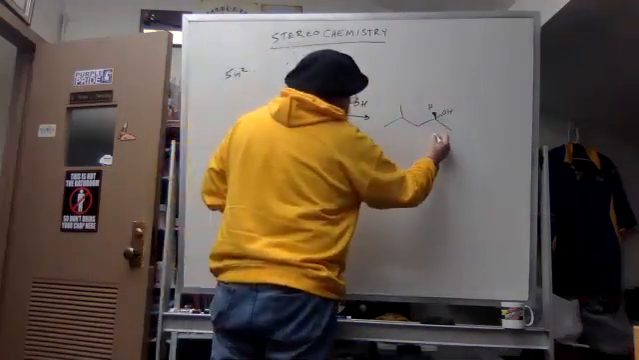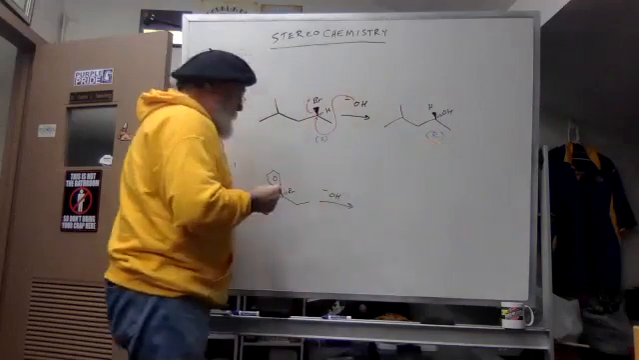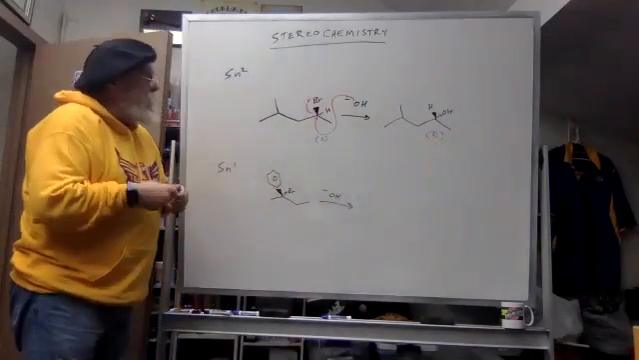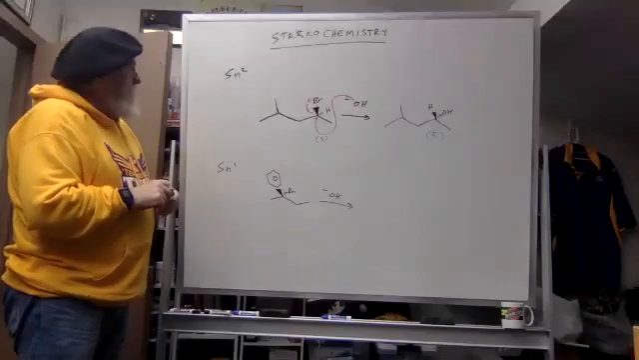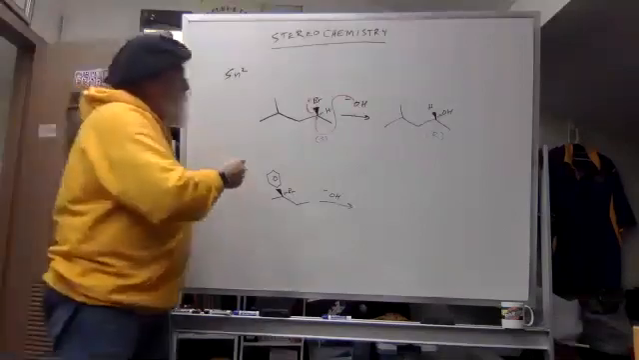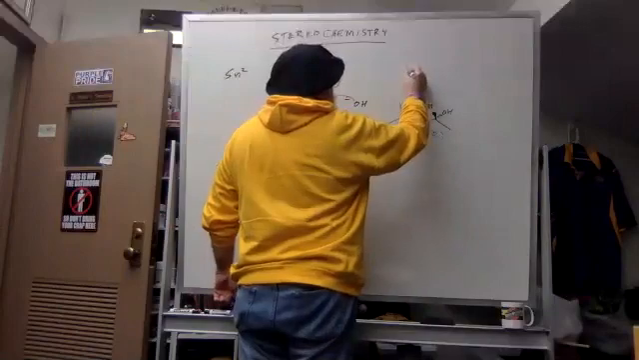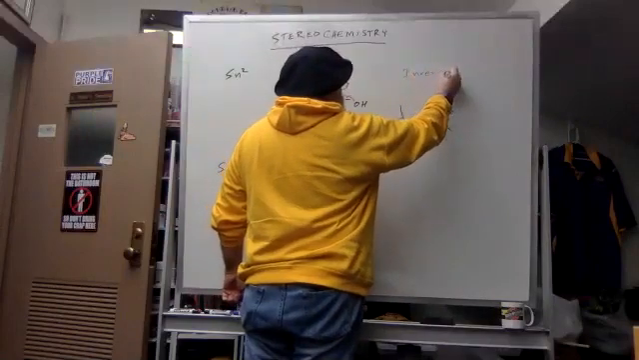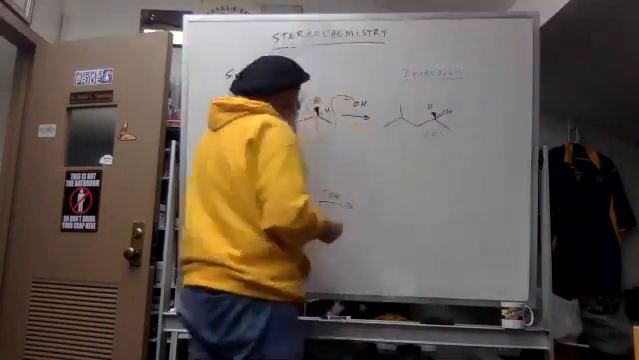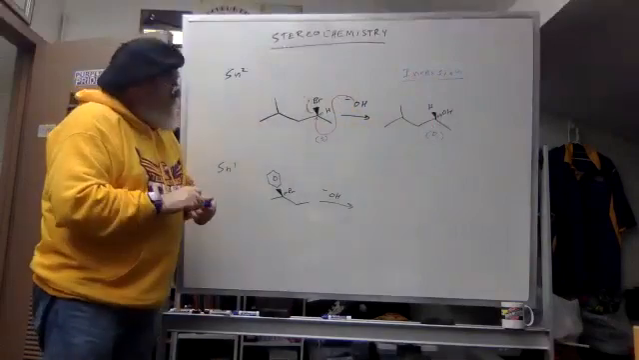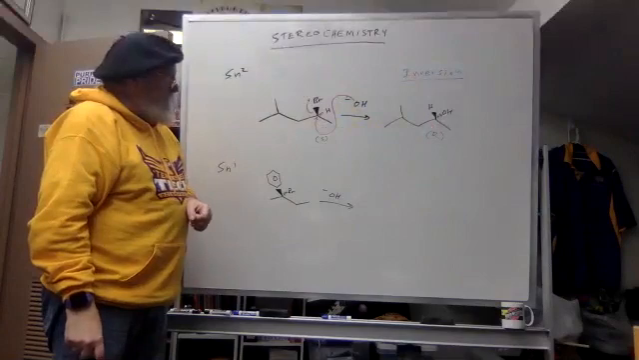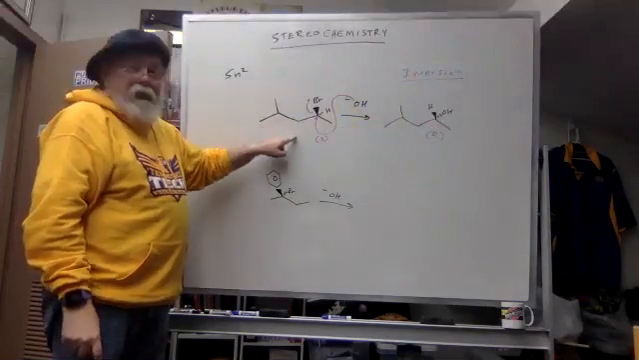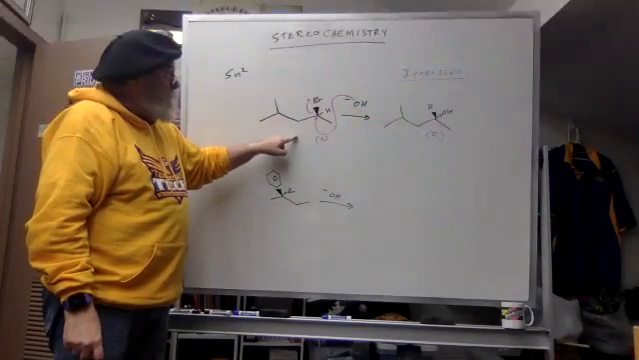So we've gone from S to R. We've inverted the configuration of the chiral center by having the nucleophile attack from the back side. So SN2 always goes through inversion. You get the opposite of what you start with. So if I want the S alcohol, I'm going to start with the R bromide. Whatever you want to end up with, you start with the opposite configuration of the chiral center.